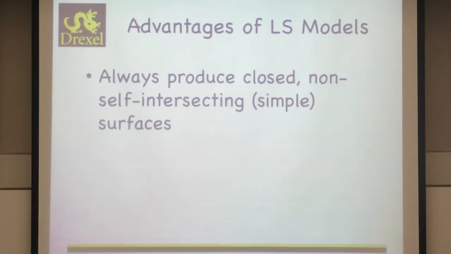So why would you want to use level sets, and why would you not use meshes? Well, it has a really wonderful property that all implicit models have: it always produces a closed, non-self-intersecting surface. No matter what you do with a level set, by definition, since you're working one dimension higher than the thing you're representing, you get these properties for free.